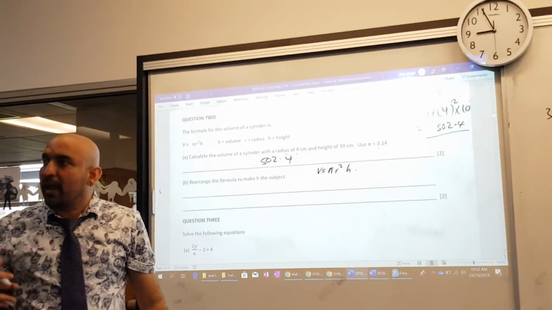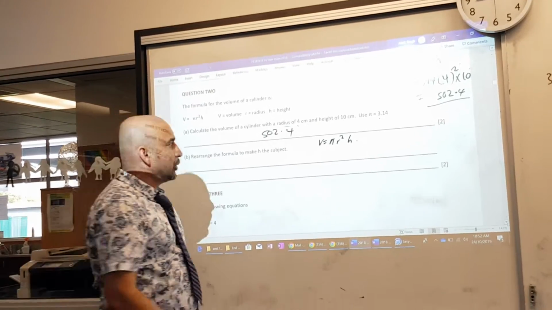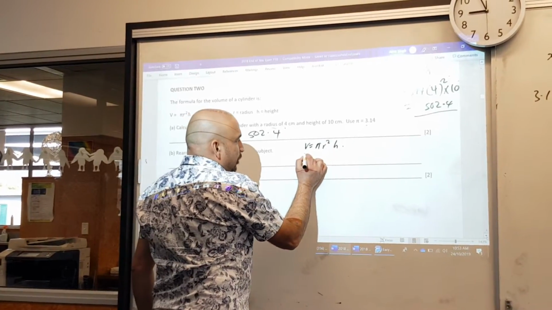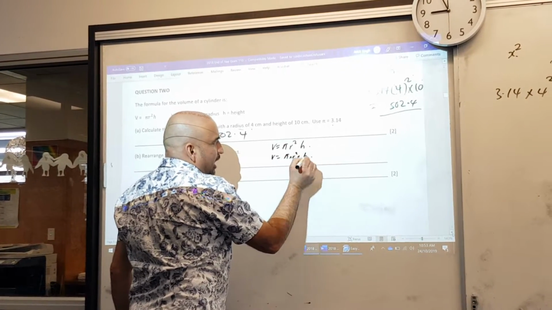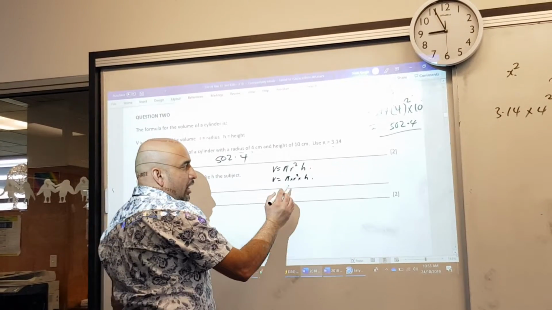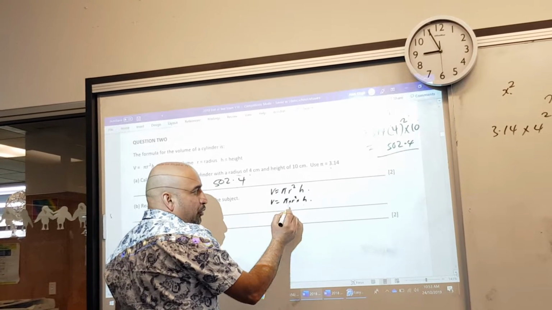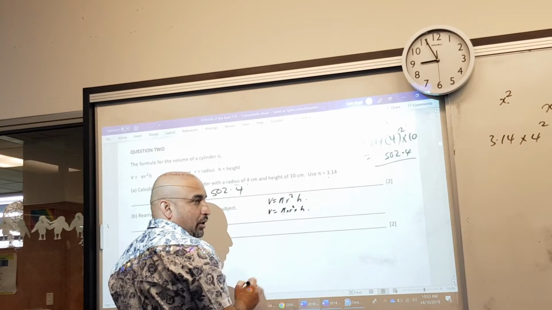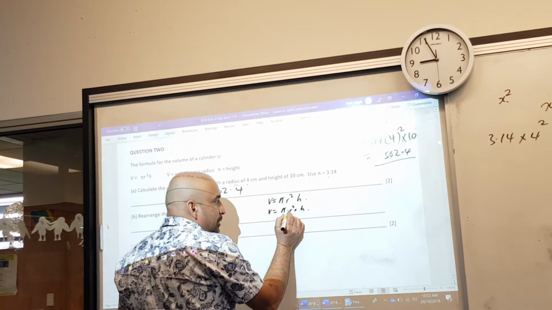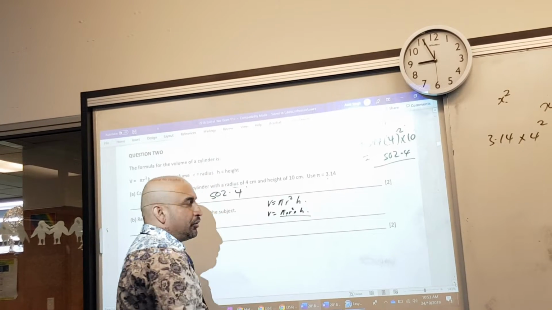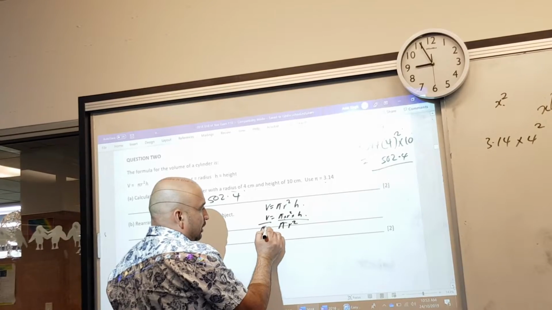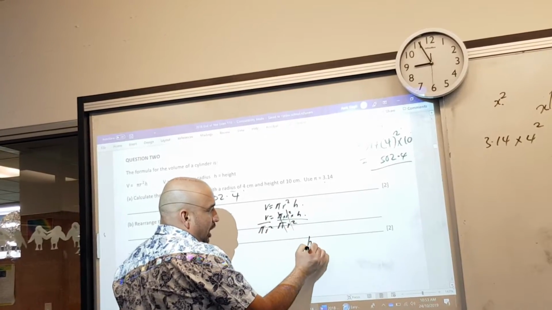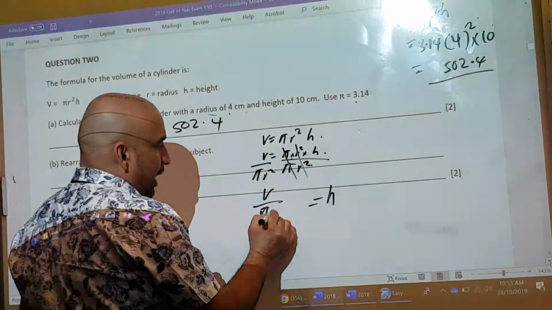Now we have to make it H equals to everything. So what's the connection? V is equals to pi times r squared times H there. To remove, we have to remove pi and r squared. And we know this has been multiplied. How do I remove? Divide. So you divide both sides. This is gone. So height is equals to V over pi r squared.